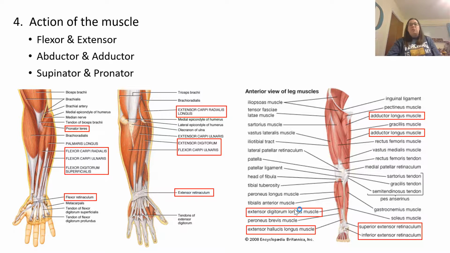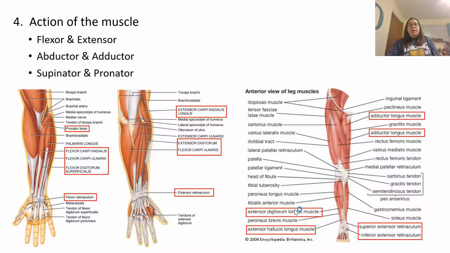We also see muscles could be named based on the action that they produce. We have some muscles that are known as flexors. Those are going to cause a type of flexion. We have other muscles that are extensors. They're going to extend a body part. We also have abductors and adductors. We have supinators and pronators. And so what we're showing here is, especially in the arm and leg, you're going to find lots of muscles that are going to be named like that.